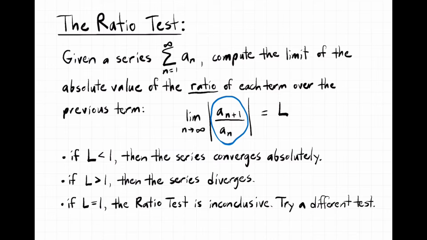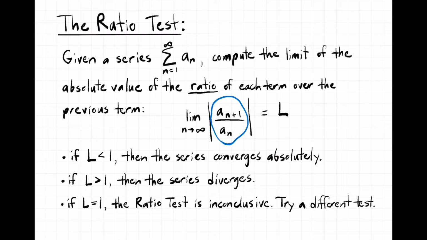So you're essentially saying, what is the ratio of the next term divided by the previous term in the series? If that limit ends up being less than 1, then that means your series is like a geometric series where the common ratio r is less than 1. Actually, the absolute value of that r is less than 1. And we know that in that case, the series converges. So we can say in this case, our series converges absolutely. If that limit ends up being greater than 1, then, just like for a geometric series with a common ratio being greater than 1, the series diverges.